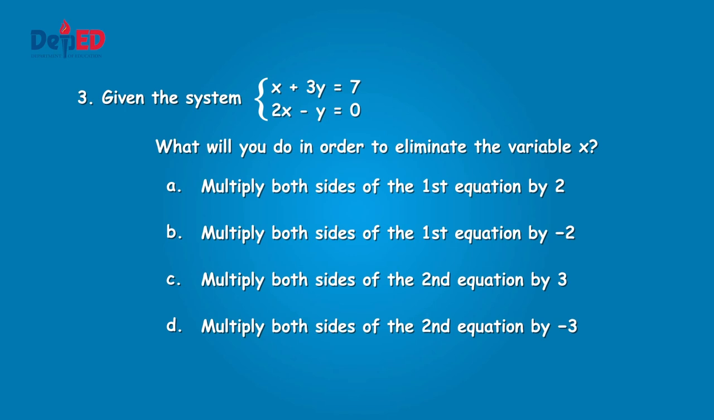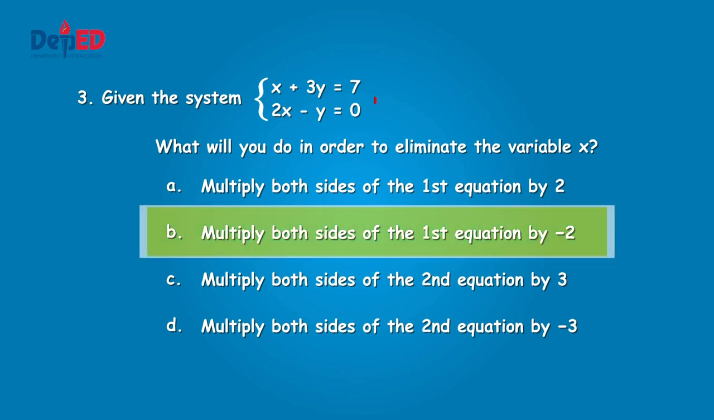The coefficients of x must be additive inverses of each other, so we can multiply both sides of the first equation by negative 2. So it will become negative 2x minus 6y equals negative 14. Hence, the answer is letter B.